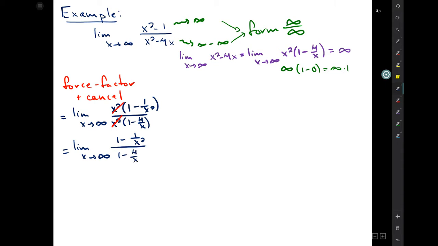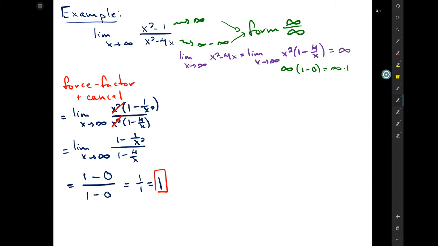And now each of these terms I can just evaluate. On the top, 1 goes to 1. 1 over x squared goes to 0. And on the bottom, I end up with 1 minus 0. And so this limit just ends up being 1. And that's my final answer. So in this case, infinity over infinity is just equal to 1.